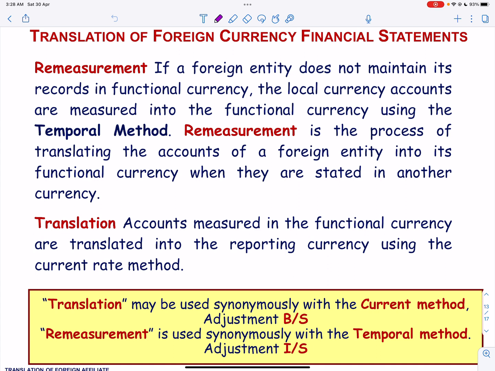Please note that translation is done using the current rate method and adjustments are recorded in the balance sheet. In case of remeasurement, use the temporal method and all the adjustments are recorded in the income statement.